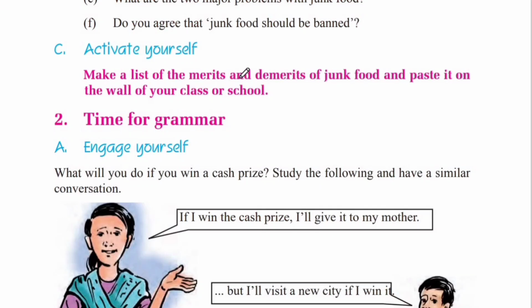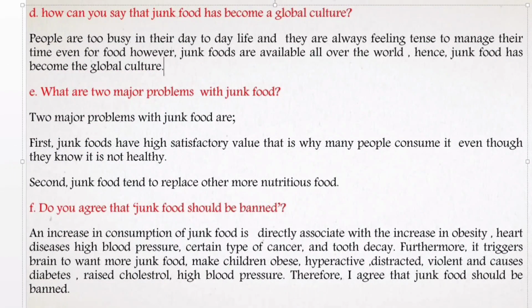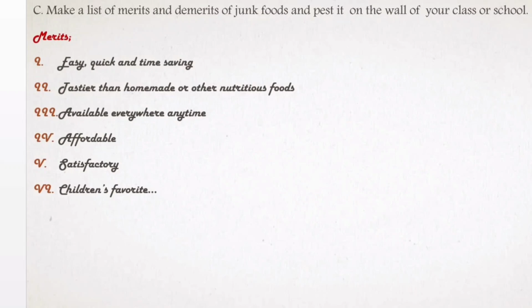The next question is C, activate yourself. Make a list of the merits and demerits of junk food and paste it on the wall of your class or school. Merits mean advantages and demerits mean disadvantages. So now let me give you the advantages and disadvantages. So here, merits of junk foods.